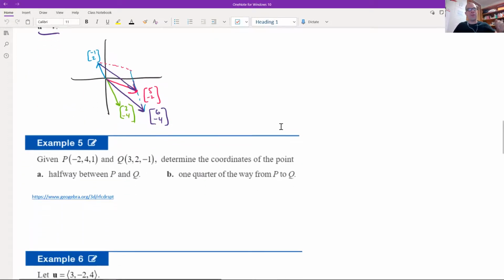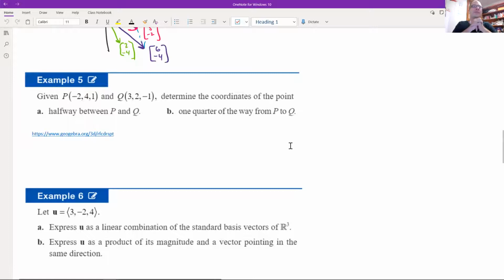Example 4, down. Moving on to example 5. Given 2 points, determine the coordinates of the point halfway between P and Q and a quarter of the way from P to Q. Great. What we will need to do is find a vector from P to Q, and then we will use that vector to find halfway and a quarter. No big deal. And I guess we've got a GeoGebra thing. I'm going to hold off on doing the GeoGebra thing right now, but we'll look at it. Let's go ahead and just crunch the numbers.